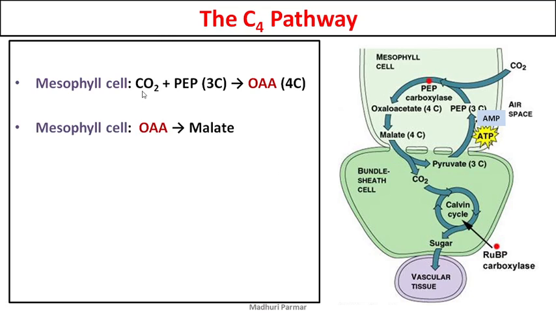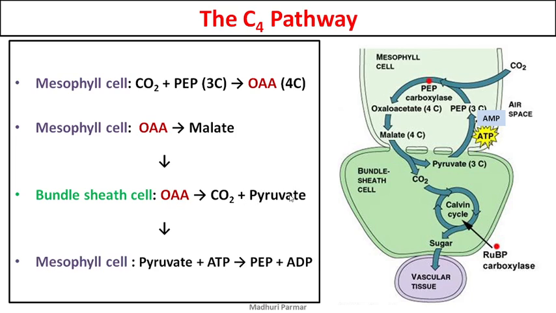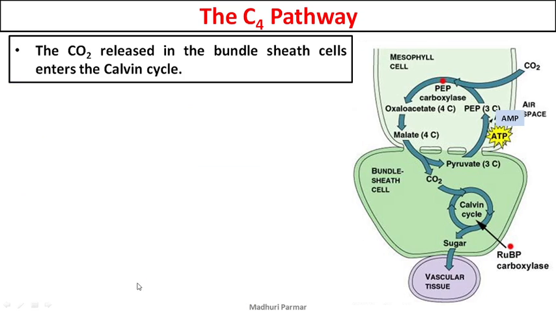Right. So in mesophyll cell, carbon dioxide plus PEP gives you oxaloacetate. Oxaloacetate gives you malate. In bundle sheath cell, the oxaloacetate will give you carbon dioxide plus pyruvate, and this pyruvate again will go back into the mesophyll cell. It will use one ATP and get converted into AMP. Here I have made a mistake. It is AMP, which is equivalent of using 2 ATP. This PEP is again ready for the next cycle.